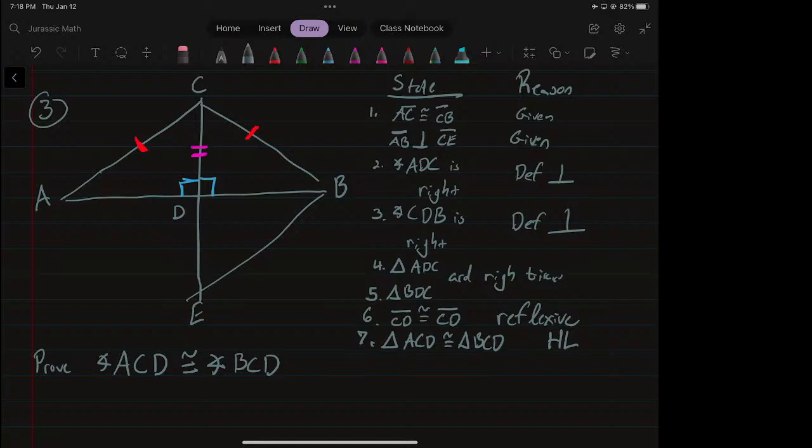So it works. And then finally we get to the proof. Step 8. Angle ACD is congruent to angle BCD because of CPCTC. Congruent parts of congruent triangles are congruent. And that's it. And that is how you would solve that one problem.